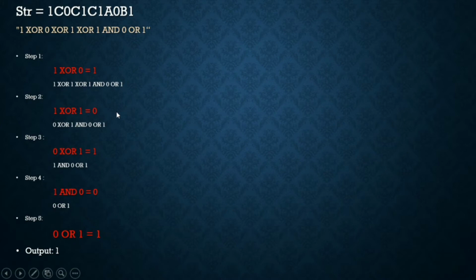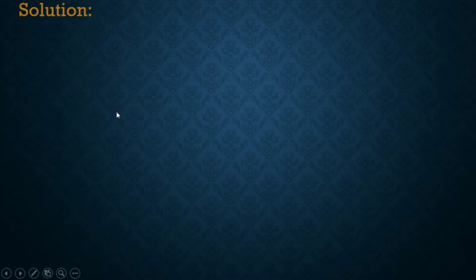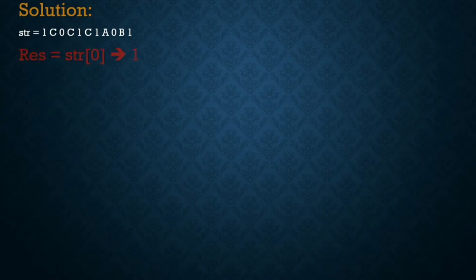So let's see the solution for this question. Here I have taken the same example, 1C0. First step, I need to declare one variable, result, and store the first value, that is 1, in it. The string of 0 is 1, and I am storing 1 to this variable called result. I will tell you why I am taking this result in the next step.